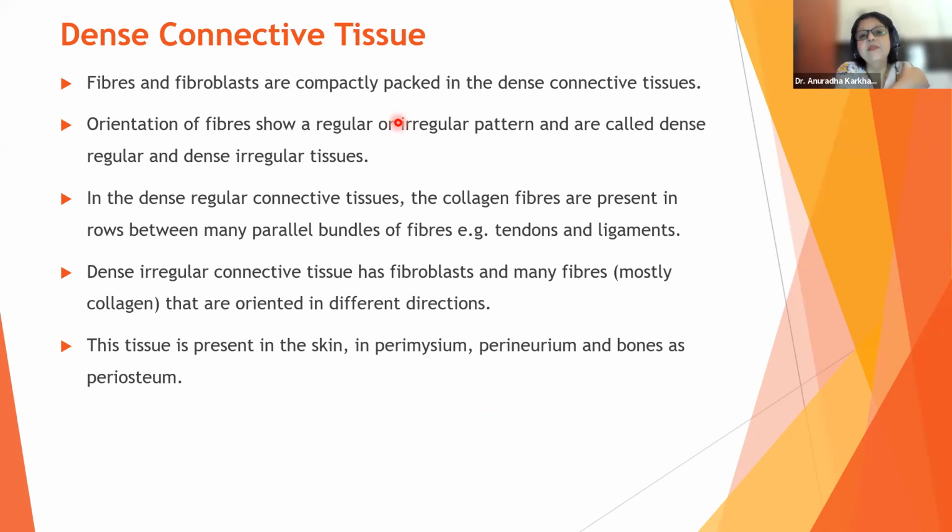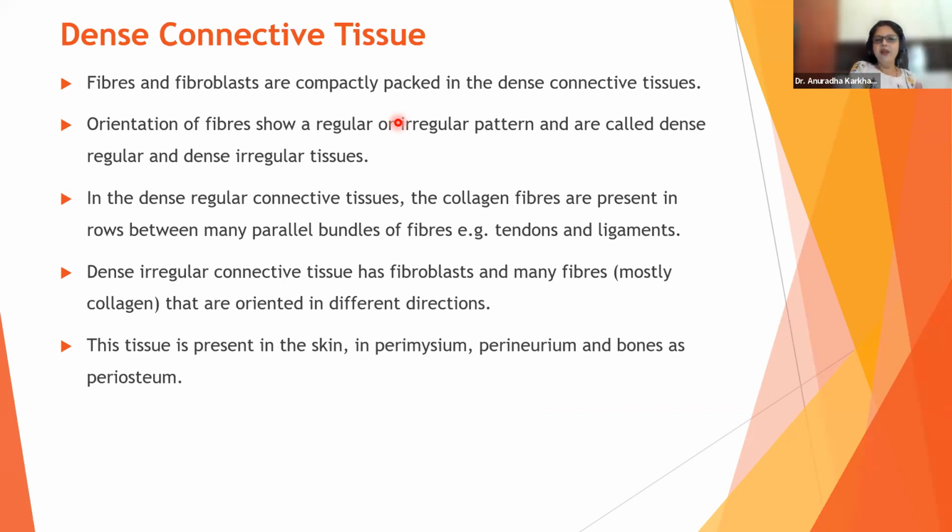Correct. So perimysium is around the muscle cells. Periosteum is around the bone cells. Perineurium is around the neurons. So there it will be dense irregular connective tissue. Okay, so we are into connective tissue proper.